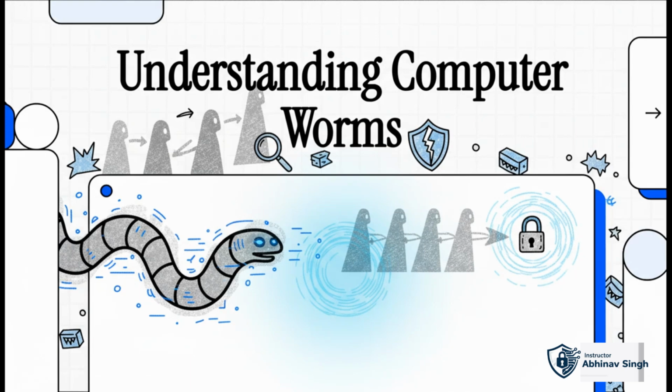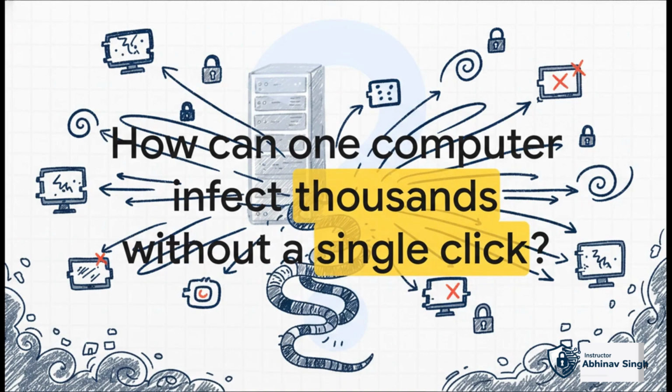In the digital world, some of the most dangerous threats are the ones you just never see coming. They don't need an invitation, and they work in complete silence. I mean, really think about that for a second. How can one single computer infect thousands of others without anyone clicking on a thing? No trick link, no fake download, no human error at all. Just one machine silently compromising an entire network. How is that even possible?